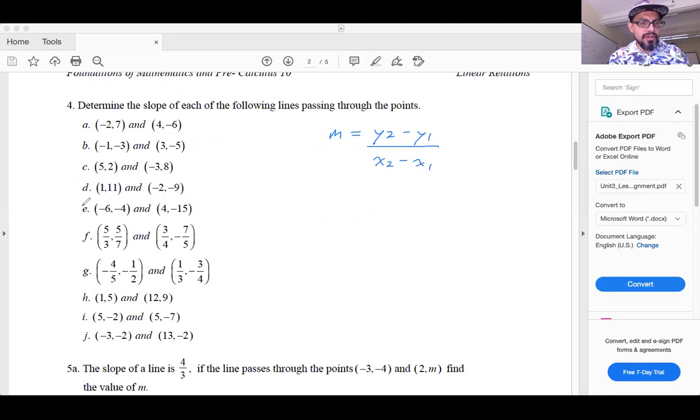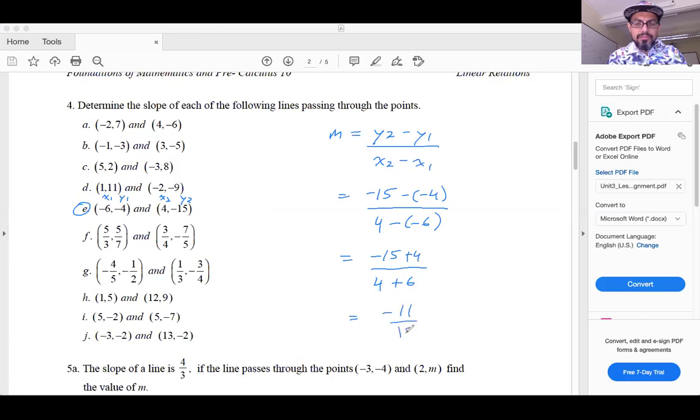I'll do E right now, so I'm doing E. So we'll call this x sub 1, y sub 1. We'll call this x sub 2, y sub 2. And we go ahead and we substitute, okay? So we've got y2, -15, minus -4 over 4 minus -6. Okay, so if I do the computation here, that's going to be -15 plus 4 over 4 plus 6, and I'm going to get -11 over 10. And there's the slope between those 2 points. Perfect.